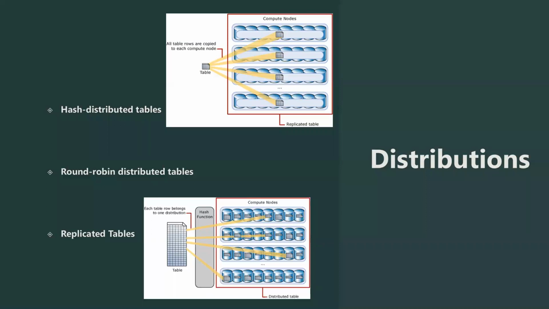Let's talk about hash distributed tables. A hash distributed table can deliver the highest query performance for joins and aggregations on large tables.